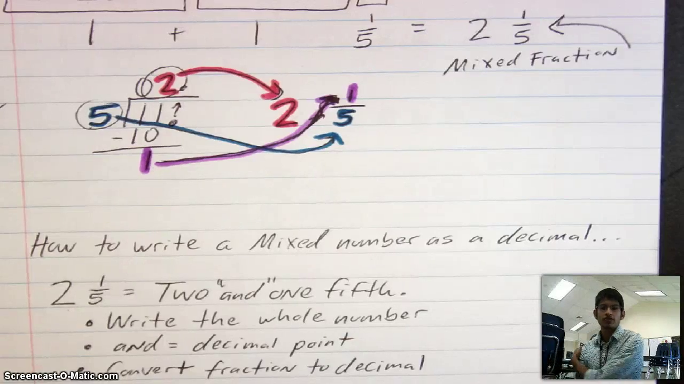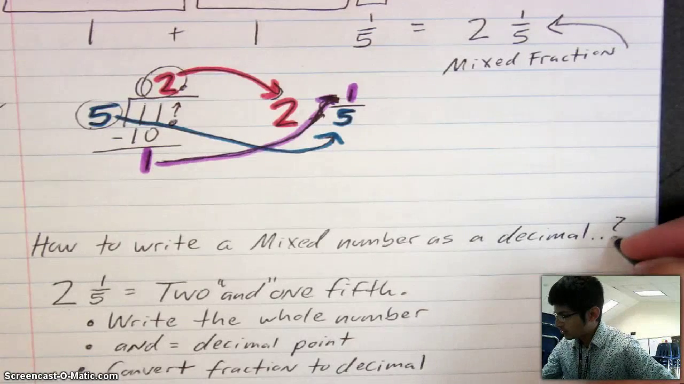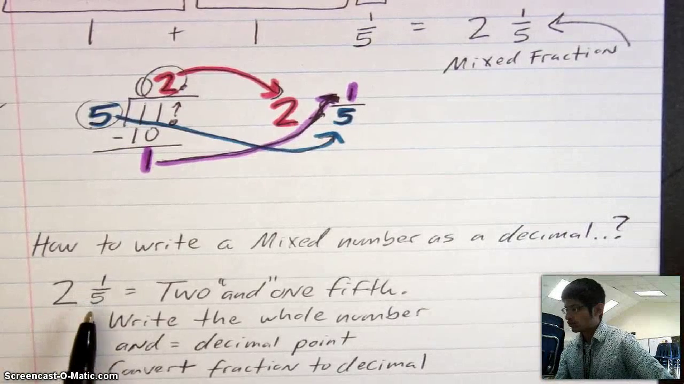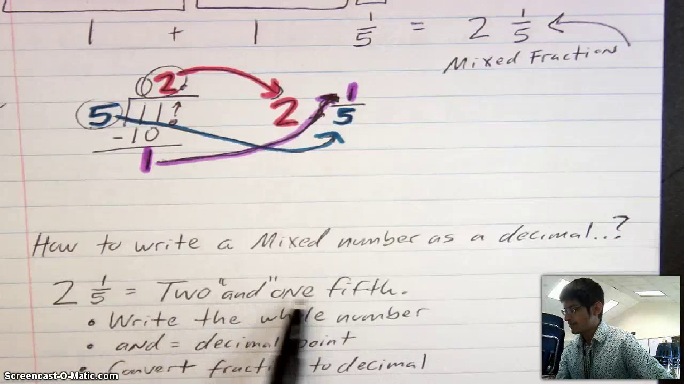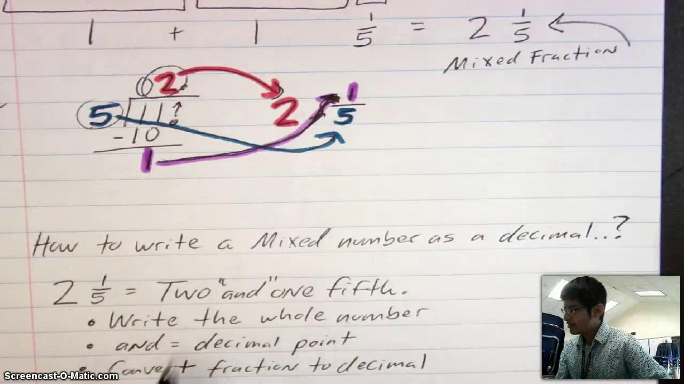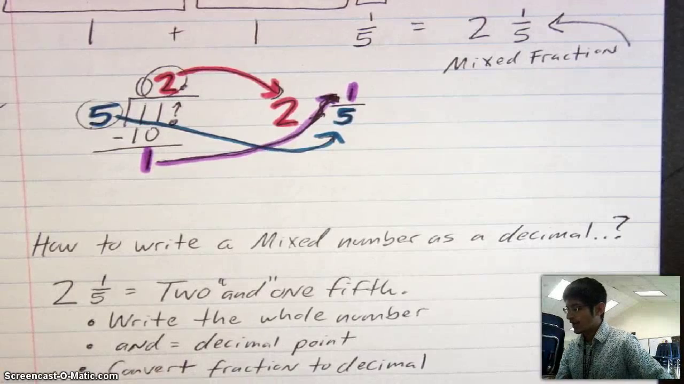So now the next step is, how do you write a mixed number as a decimal? Okay, there's 3 steps here. So I want to turn 2 and 1/5 into a decimal. So I write this as 2 and 1/5. So your first step is to write the whole number. So that would be 2. And then the word and means a decimal point. So you'd write 2 point, and then for the last step you want to convert your fraction into a decimal.